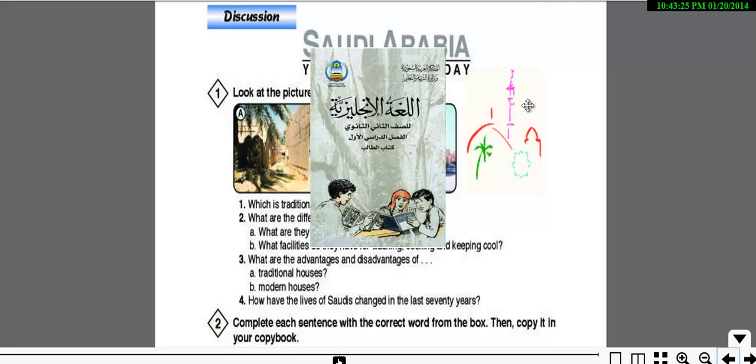The first one: look at the pictures, then discuss the questions A, B. And then we have C, another image without any numbering. Which is the traditional house? Which is the modern one? Well, it's very clear. A is the traditional house, B is the modern one. What are the differences between them? What are they made of? What facilities do they have for washing, cooking, and keeping cool?